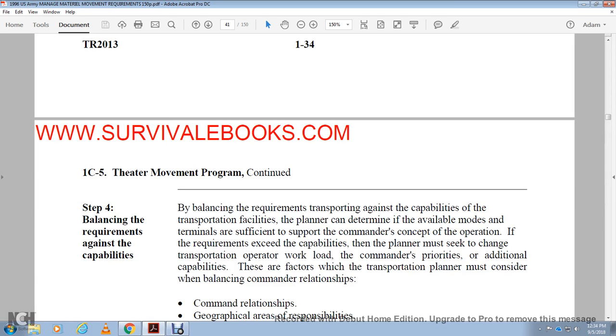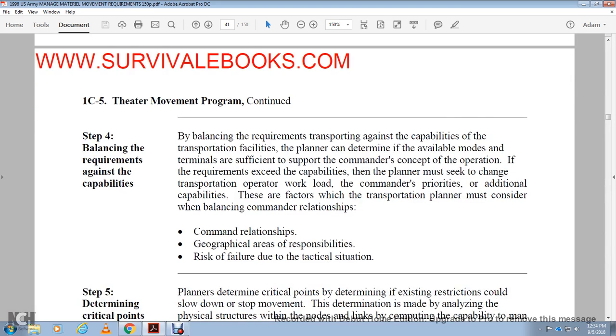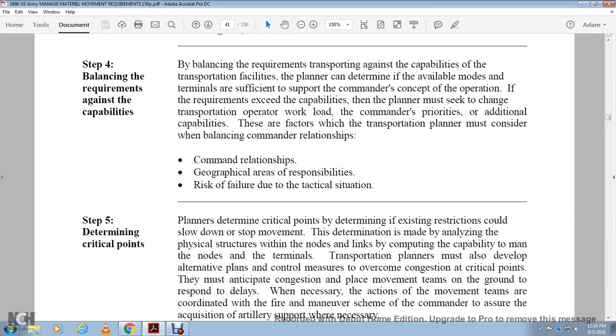The commander's priorities are additional capability factors. The transportation planner must consider the balance and the command relationship, the geographical area of responsibility, and the risk of failure due to the tactical situation.